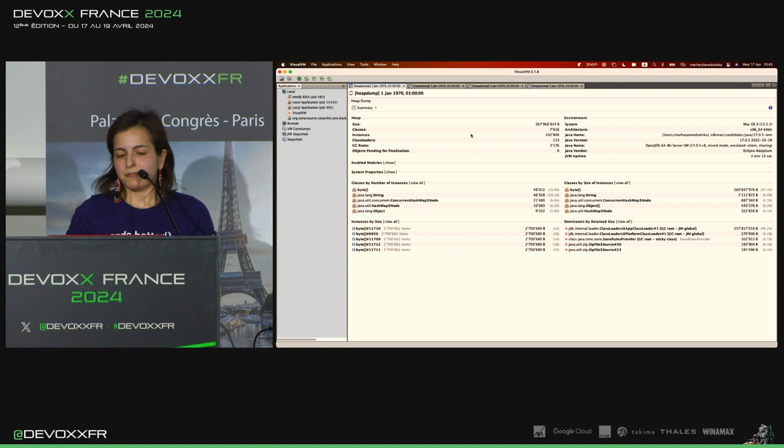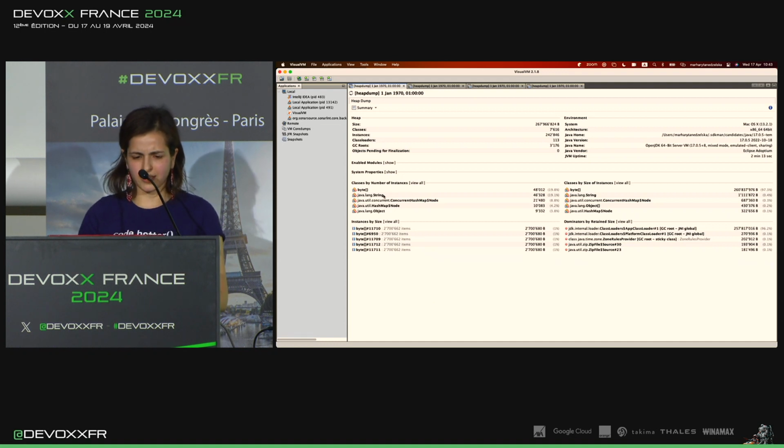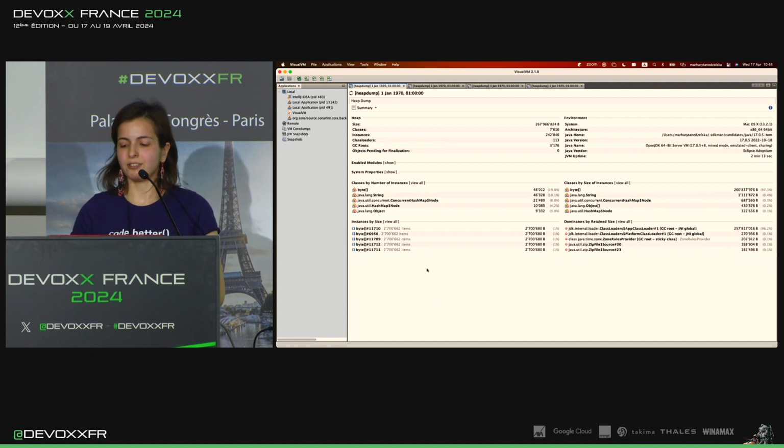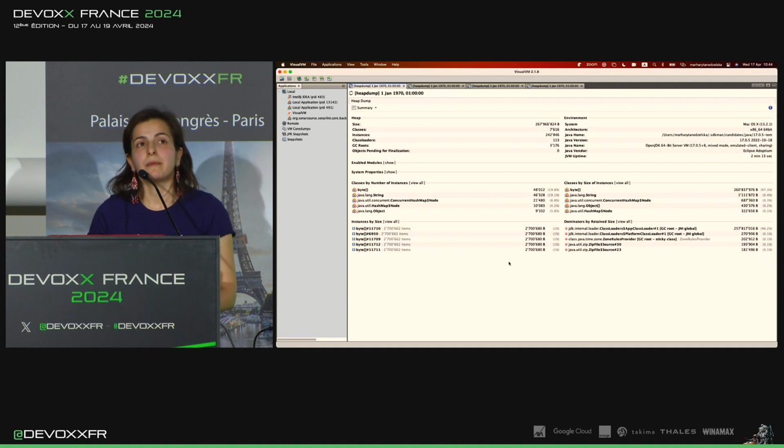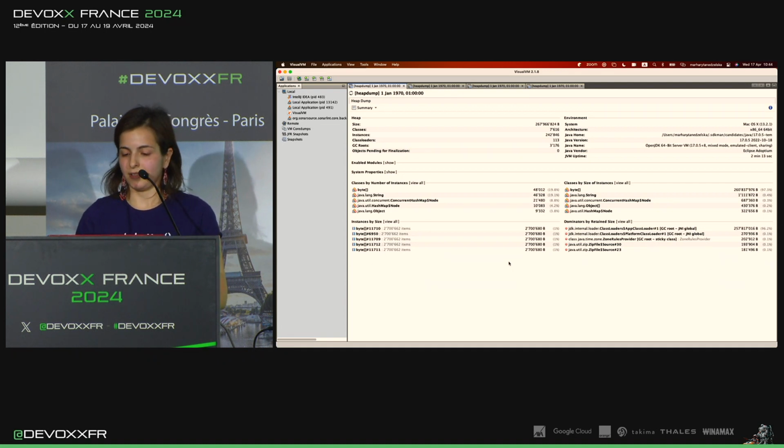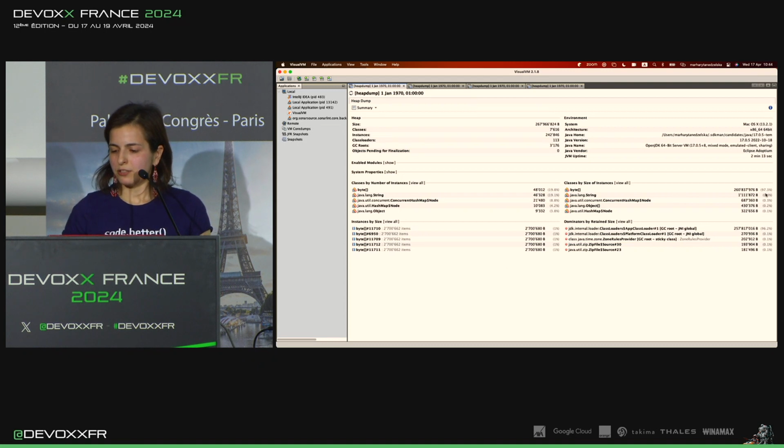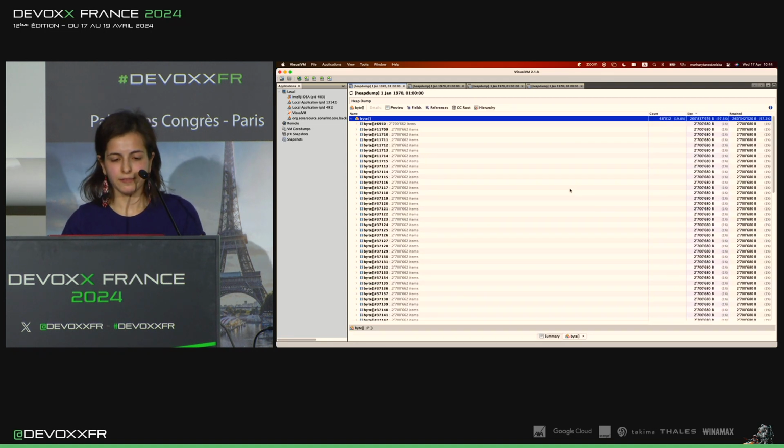Honestly, when I first see this UI, I don't know where to look. A lot of numbers, a lot of classes, instances, and so on, but I don't understand where I should go. The strategy I try is to find something that draws my attention, that is abnormal. For example, here we can see that 97% of the memory is in byte arrays, which could be okay, but sounds suspicious. Let's look there.